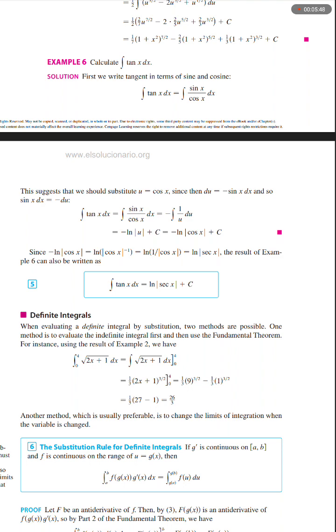The result of example 6 can be written as equation 5. The integral of tangent x dx is equal to the natural log of the absolute value of secant x plus big C.